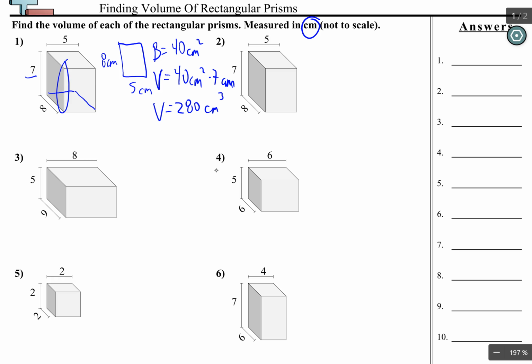And we can do one more, just for the fun of it, because we're having so much fun here. And so I have a 6 by 6 base, so that's 36 times 5, and then that's going to give me my volume. So volume equals 36 centimeters squared times 5 centimeters.